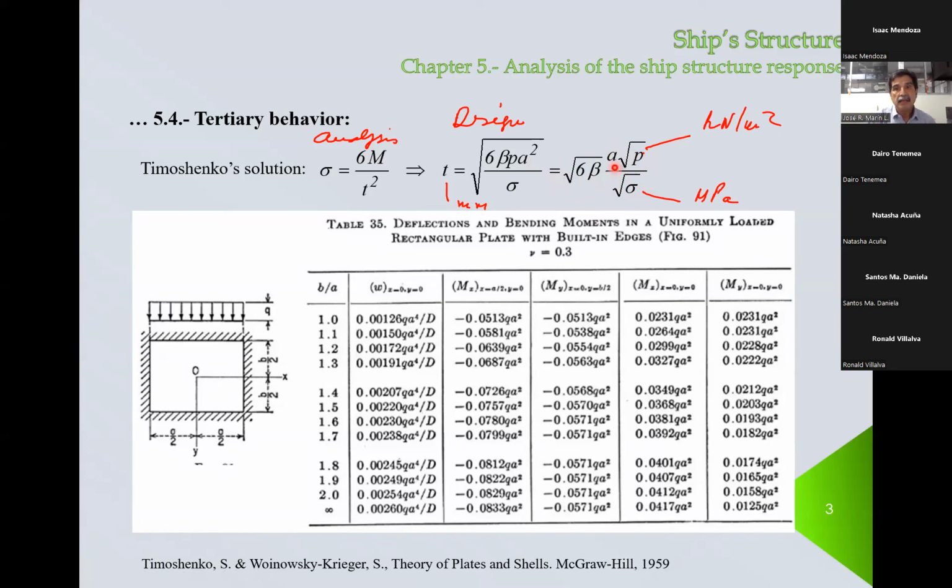So A, okay, according to the symbology employed in Timoshenko's book, A is the lower dimension of the plate. Usually in our chapter 4, we said that A over B is larger than 1. So B for us in chapter 4 was the smallest dimension of the plate. So we have to be careful. P is the pressure and sigma is the allowable stress.